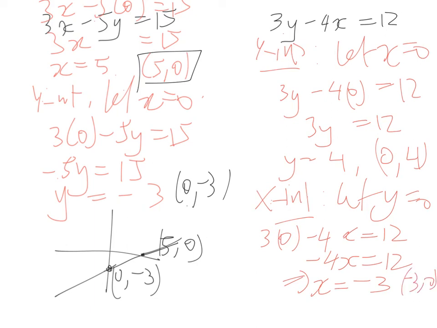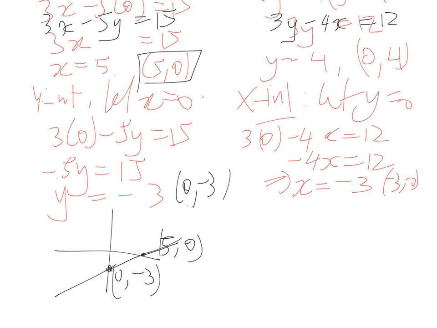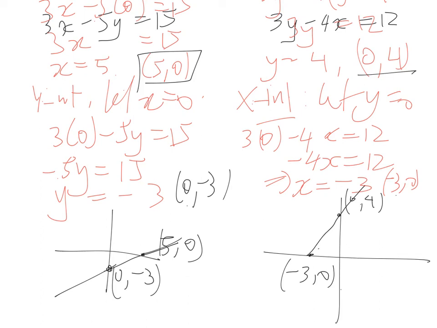And now we sketch that. Let's move this up. We'll draw our axes. We've got a point at 0 and 4, which will be about here. And then we've got another point at negative 3 and 0, which will be about here. Then we draw a line through them.